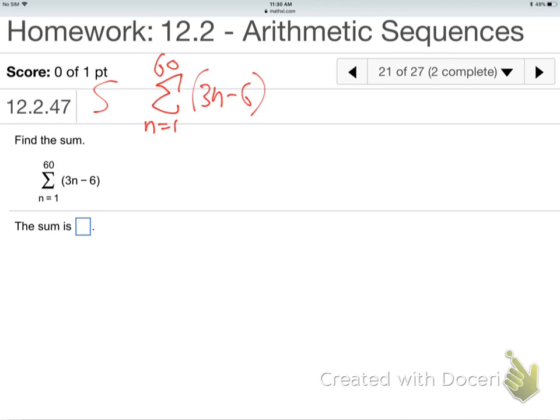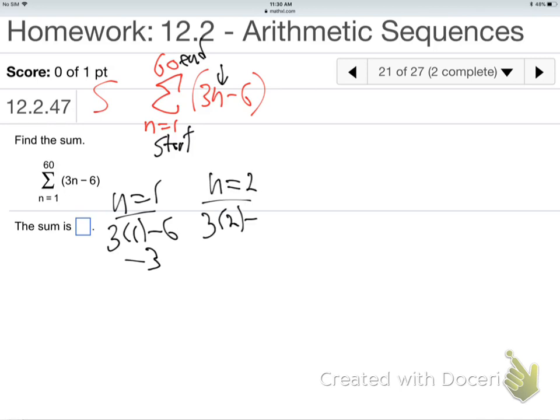Anyway, so it means the sum, meaning take that formula, 3n minus 6, plug in 1, plug in 2, plug in 3, all the way to 60, huh? This is where you start, and this is where you end, and you plug in for n to the formula right there, huh? Remember that? We've done it before? So we say, okay, 3n minus 6, well, let me just do it this way. Plug in n equals 1. So if you plug in n equals 1, what do you get? 3 times 1 minus 6, negative 3. Plug in 2, what do you get? 3 times 2 minus 6, which is 0. Plug in 3, what do you get? 3 times 3 minus 6, which is 3.